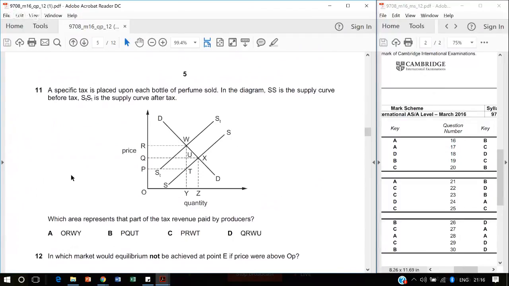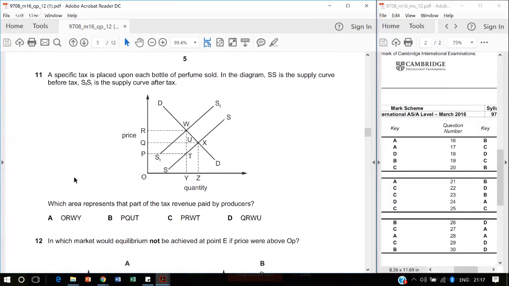Okay, question 11. A specific tax is placed upon each bottle of perfume sold. In the diagram, SS is the supply curve before tax, ST is the supply curve after tax. Specific tax, as opposed to a value-added tax, means it's a specific or fixed amount for every unit sold. So every bottle of wine has a tax of £2.17, for example. And this shifts the supply curve directly up.